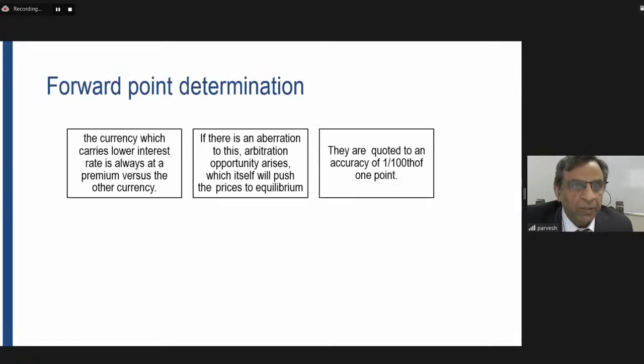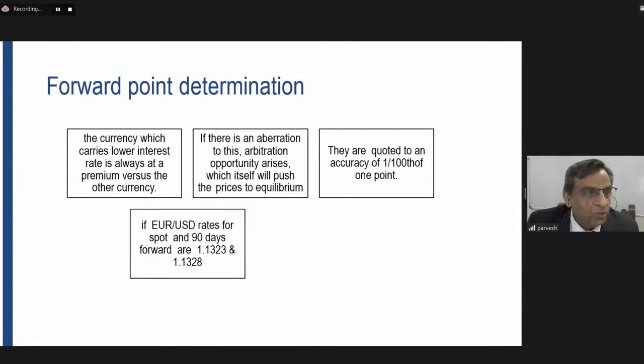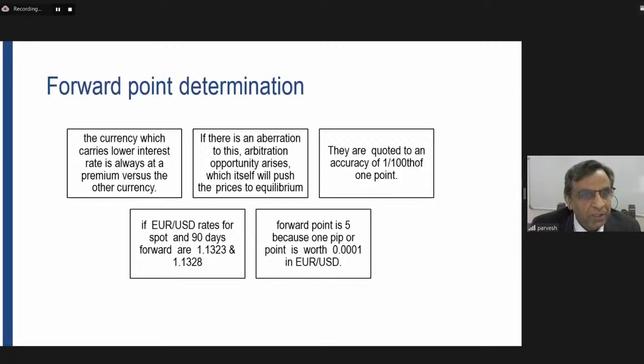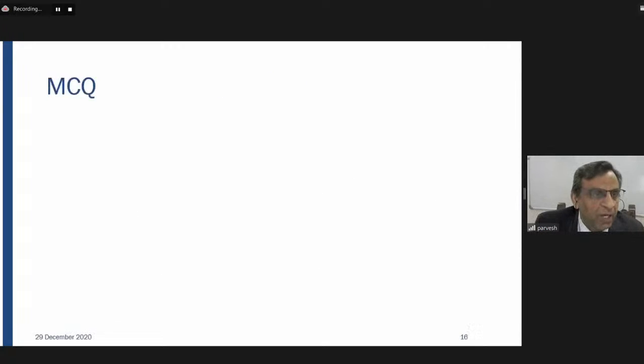Okay, what does it mean? They are quoted to an accuracy of 1/100 of a point. So if EUR/USD rates for spot and 90 days forward are 1.1323 and 1.1328, then we say the forward point is 5 because 1 pip or point is worth 0.0001 in this quotation. So this is nothing new. We have already covered that.